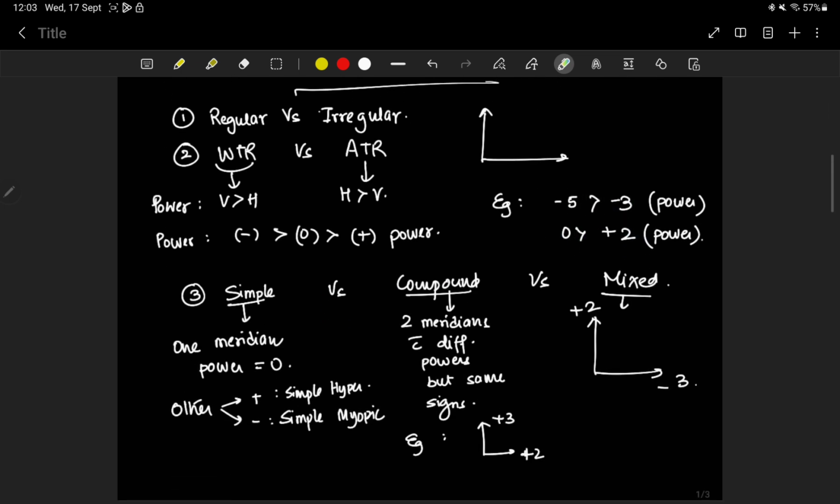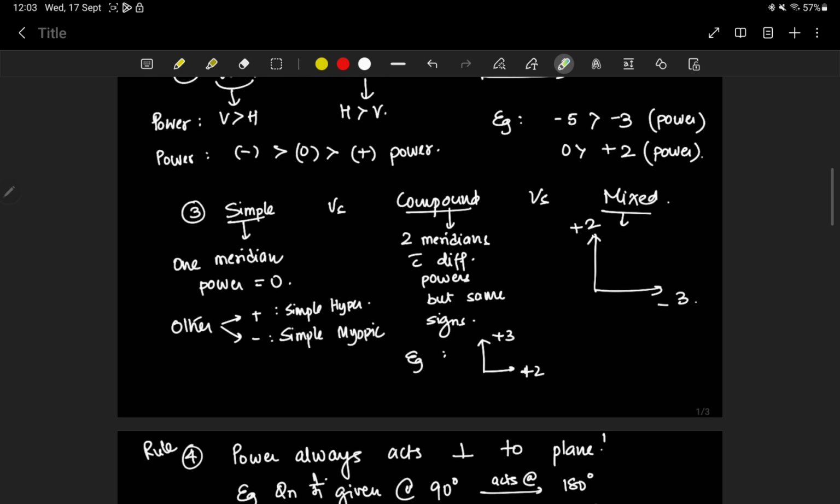Now, what is simple astigmatism, what is compound astigmatism, and what is mixed astigmatism? Simple means one of the meridians will have a power of 0 and the other meridian will have any power, plus or minus. If the other meridian has a plus power, let's say 0 and plus 2, then it is simple hypermetropic astigmatism. And when one meridian has 0 power and the other has minus 2, this will be simple myopic astigmatism. Simple means one power is 0, that is emmetropic. This is the word we use for 0 power.